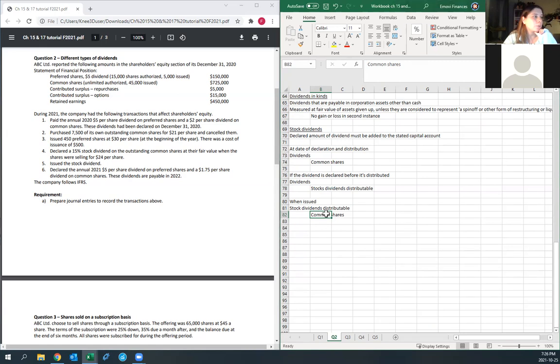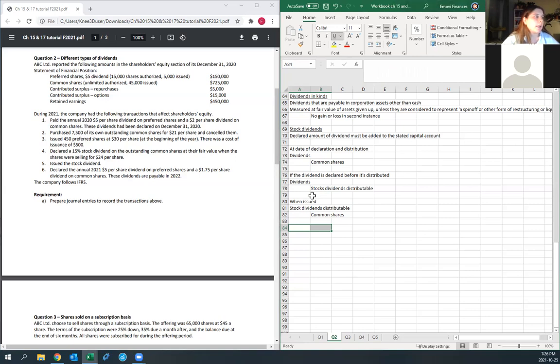So for question 2, we're going to see a lot of these transactions while we're doing it. ABC Limited reported the following amounts in the shareholders' equity section of its December 31st, 2020 statement of financial position.